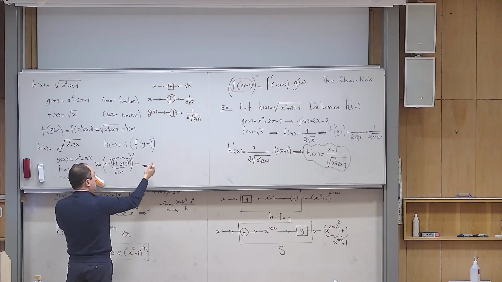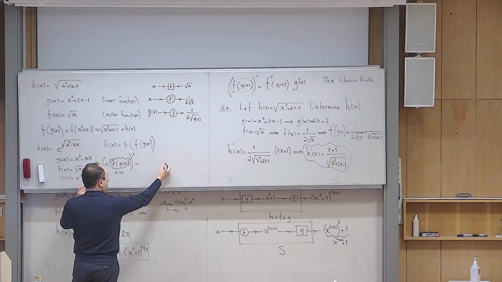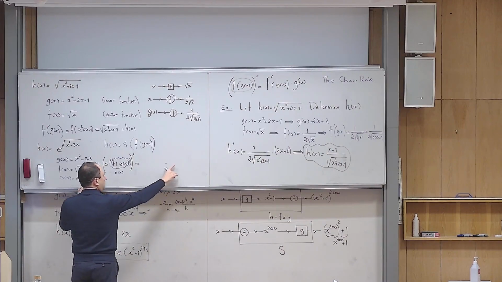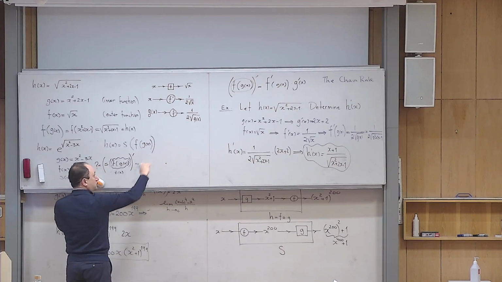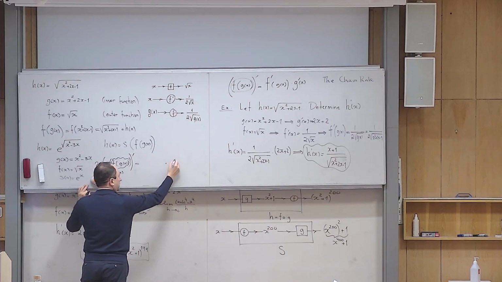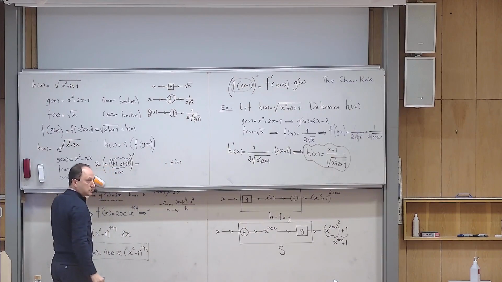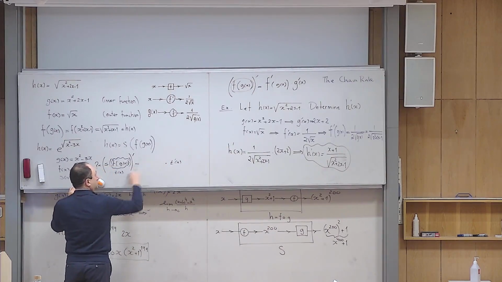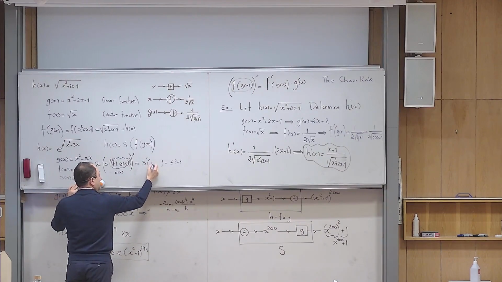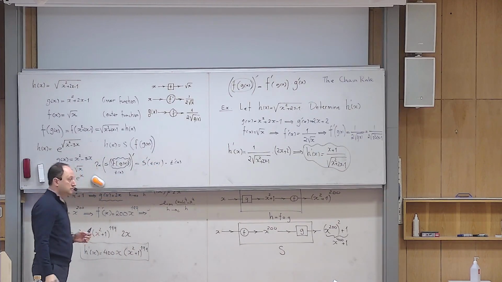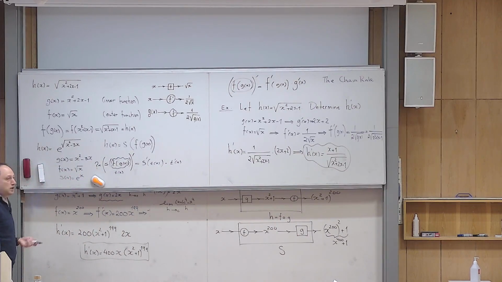Can you tell me how I should write this? I have a product here. On the right hand side of the product, what am I supposed to write? t prime of x, the derivative of the inner function. And what should I write here? s prime calculated at t of x. So that is exactly the same chain rule.